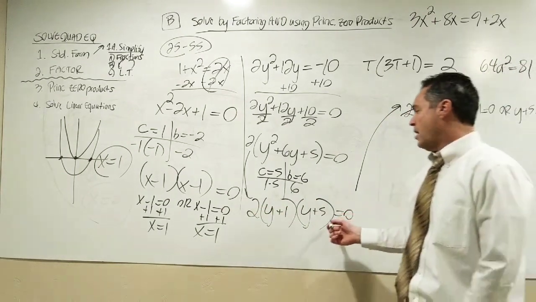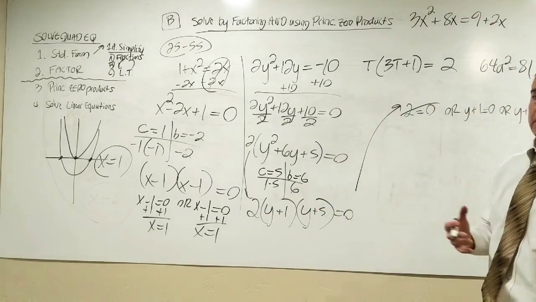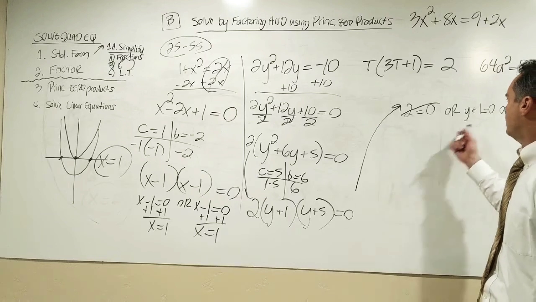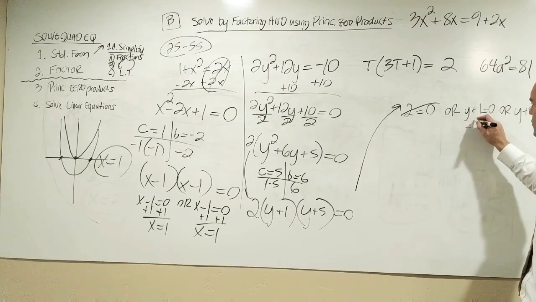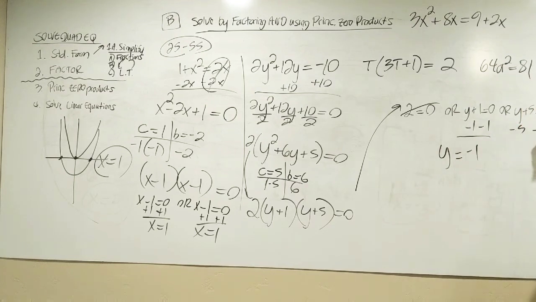If we factored out a y, it could equal 0. We had an example like that previously today, but 2 can't equal 0. So then we solve these two: minus 1, minus 1. Therefore, y equals negative 1. Here we're going to subtract 5. Therefore, y will equal negative 5. There's our 2 solutions, okay?